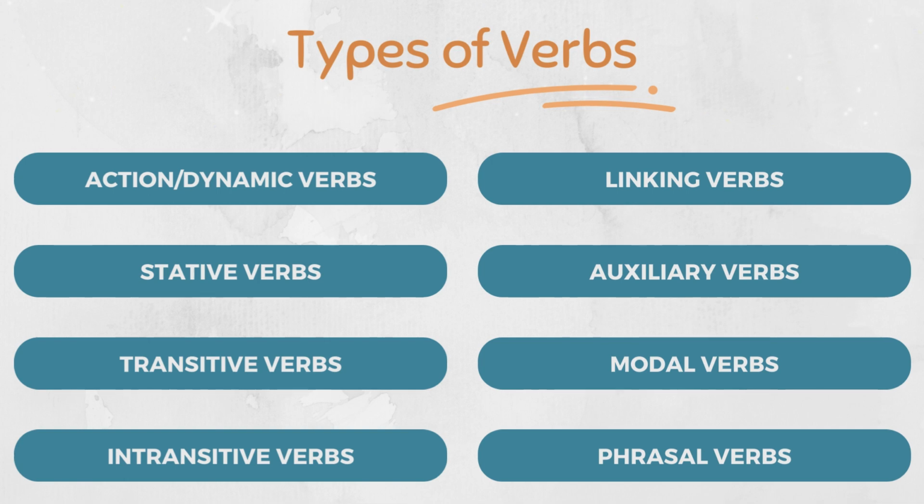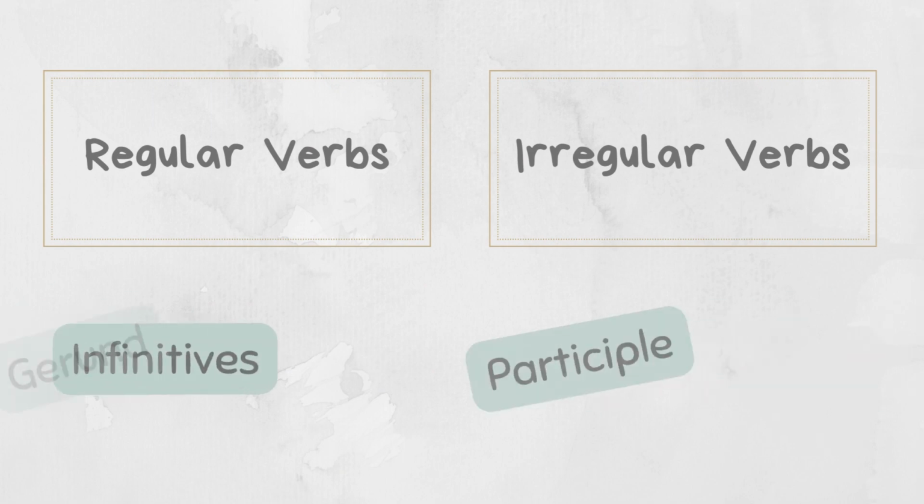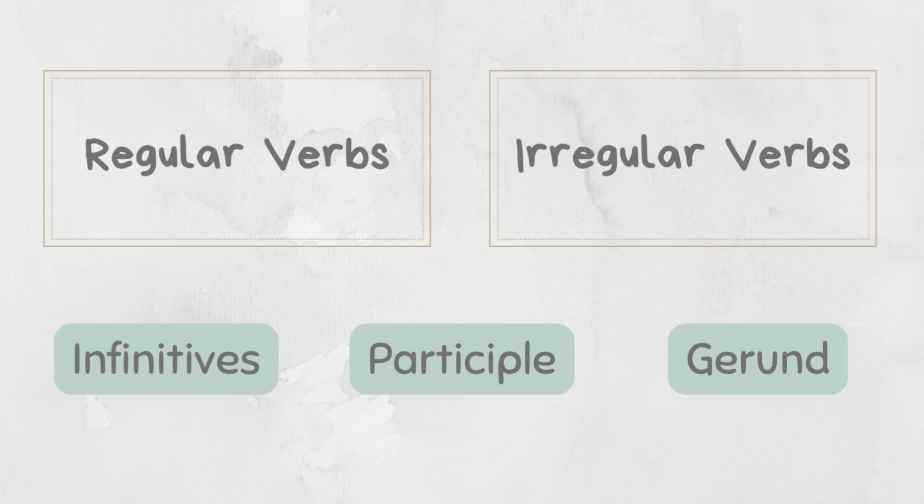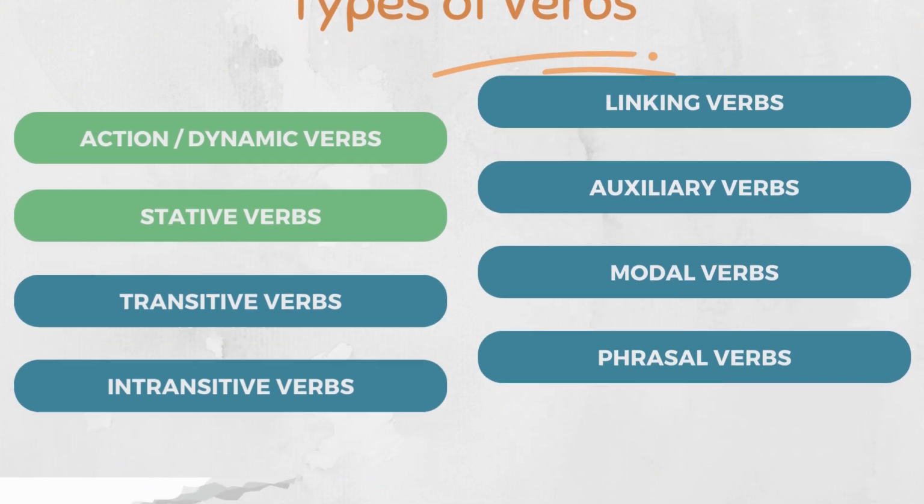There are two more types of verbs, regular and irregular verbs, and some important terminologies associated with verbs like infinitives, participles, gerunds, etc. We will learn about them in the lesson verb forms. Since all of these are related, it will be easy for you to understand them. And since we have already learned about action and stative verbs at the beginning of this lesson, let us now learn about the transitive verbs.